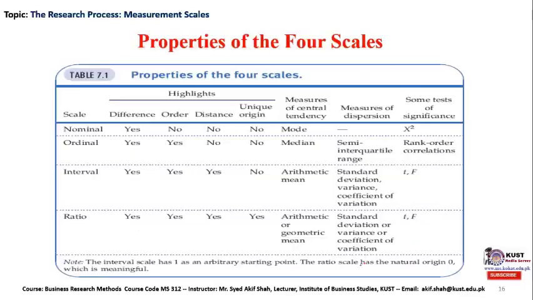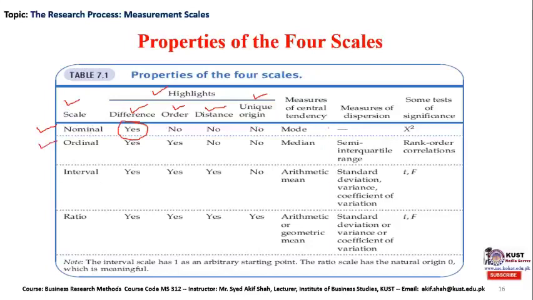Let's conclude the properties of the 4 different scales. The properties of the 4 scales can be defined with the help of this diagram. First, the top heading states the highlights of difference, order, distance, and a unique origin. For example, if the scale used by the researcher is nominal, then he is able to differentiate the categories. However, the rest of the features are not possible: order is not possible, distance is not possible, and a unique origin is not available in nominal scale measurement.